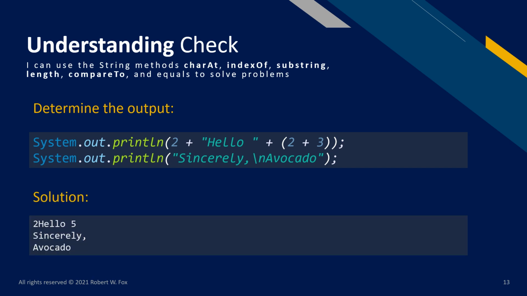The first print line is going to start with the parentheses and add 2 plus 3 to get 5. And then we're going to end up printing 2 plus hello plus 5. Because there's that string there, this is all going to be concatenation, and we're going to have 2 hello 5. Then on the next line, we're going to print sincerely avocado, but there is a new line character in there, so sincerely and avocado will be on separate lines.